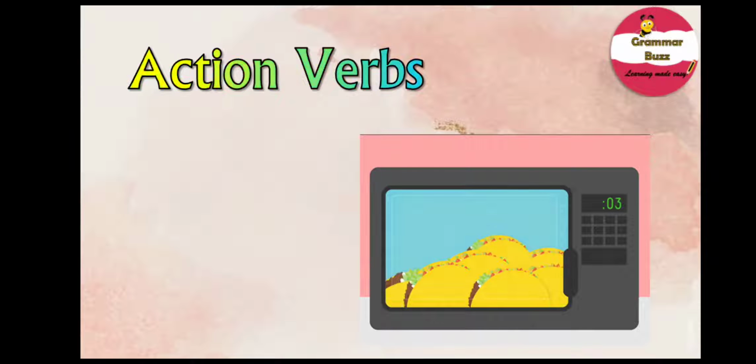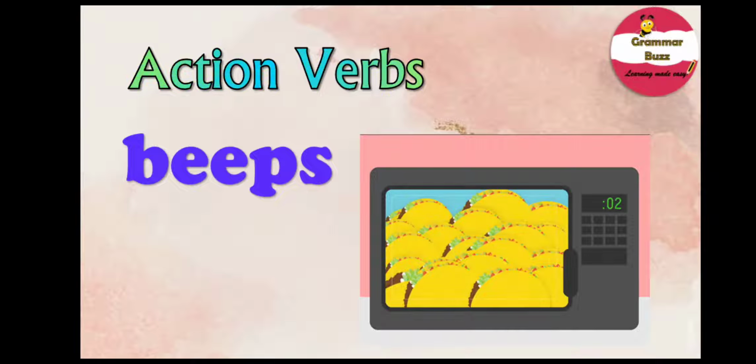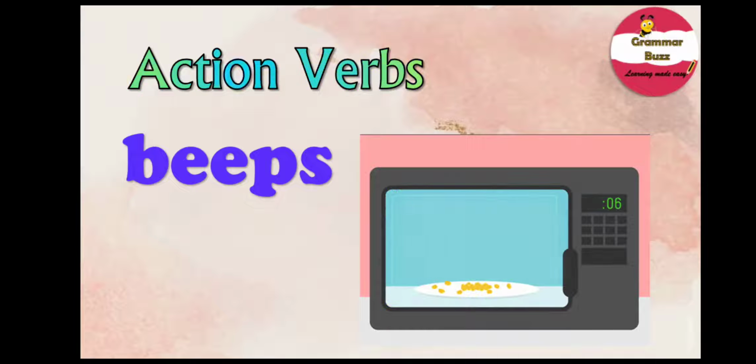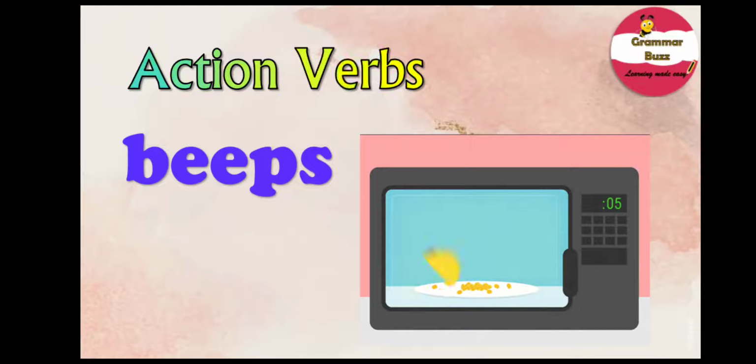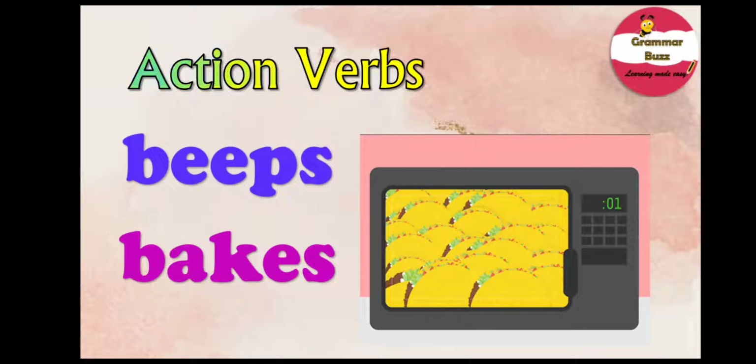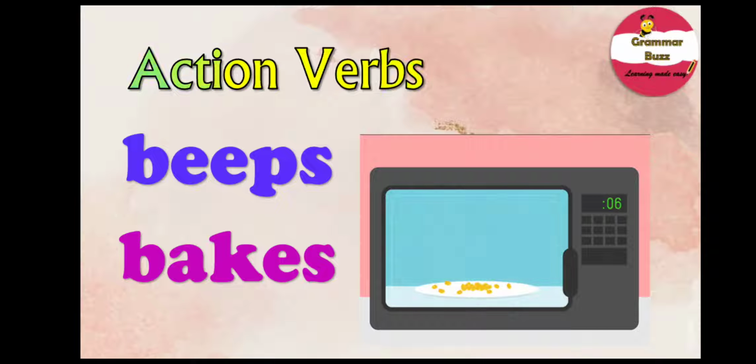Great. Let's try the oven. What does an oven do? What are some of the action verbs that tell us what an oven does? Well, an oven beeps. Does it? Beep, beep. That's one action verb for the oven. Let me give you another hint. This is what an oven does when you put your cake in it. It bakes. Yes, it bakes. So the other action verb for the oven could be bakes.